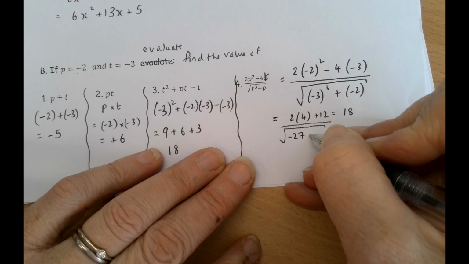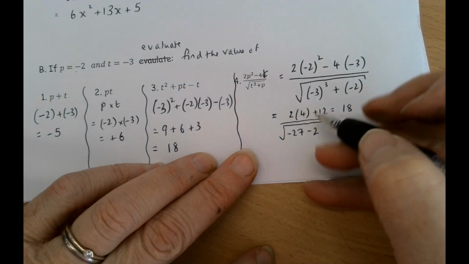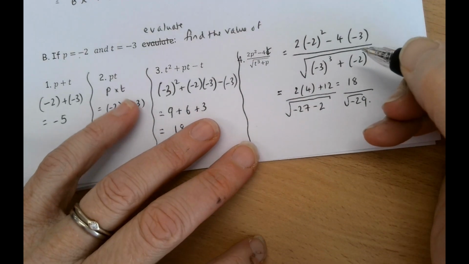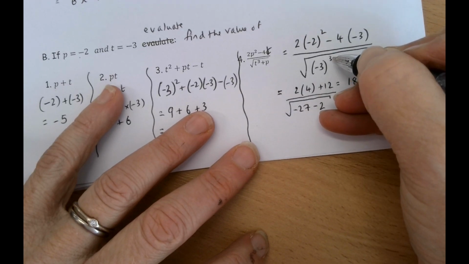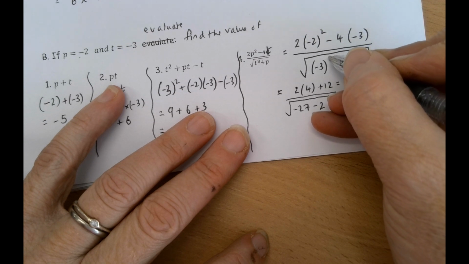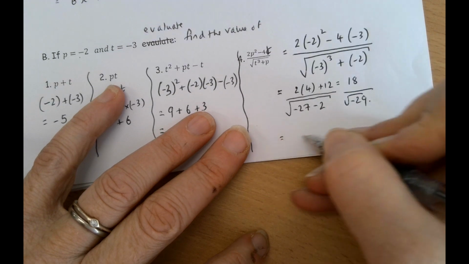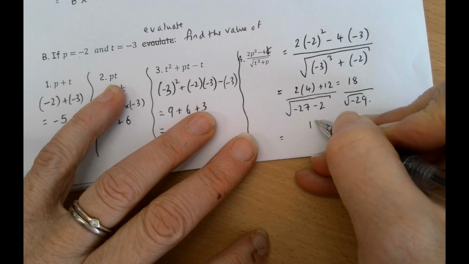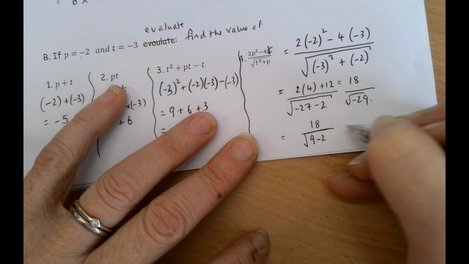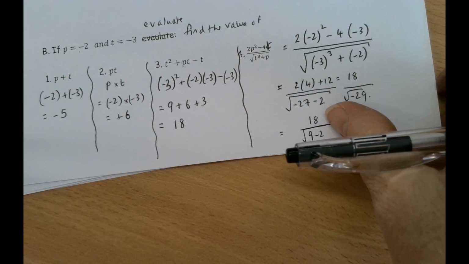Plus minus 2 is minus 2. Actually, that's not going to work because that's going to be minus 29, and we can't have the square root of a minus number. So I'm just going to change that to squared. Okay, so minus 3 squared would be plus 9. So if I change that to squared, it's going to be 18 on top. It's going to be plus 9 minus 2. The square root of that's 18 over the square root of 7. So that's not even nice. It's not going to work out nicely.